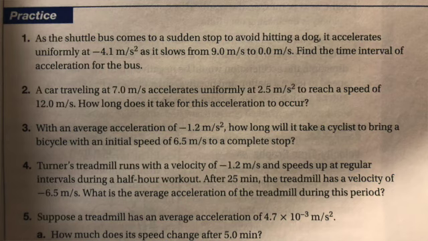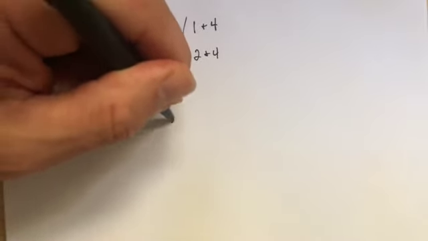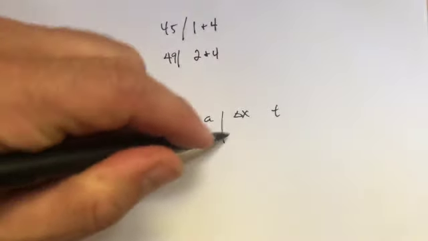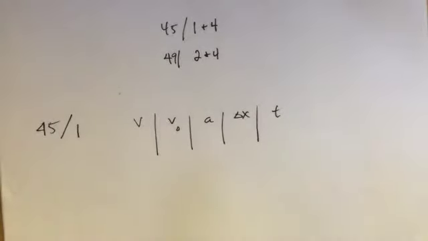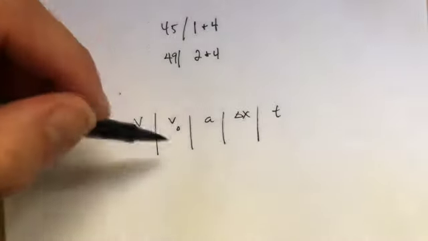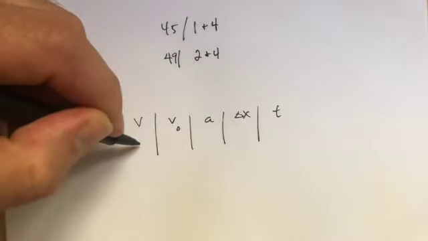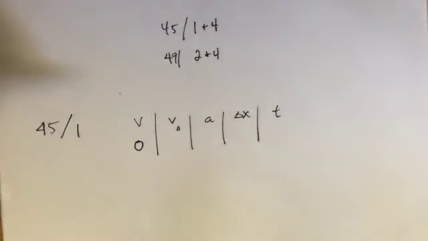This is where we start filling in a variable chart, and it goes like this: V, V naught, A, delta X, and T. I just make the chart like this. Now I'm going to know some of these things, some of them will be unknown, and some of them will be neither known or unknown. It says, as the shuttle bus comes to a sudden stop, that is V. That is my final velocity. Now you might be saying, why don't we call it VF? The truth of the matter is, at the beginning of the chapter in this book, it does, and then it just shifts to being V. It's magic, I don't know why, but this is how we do it.